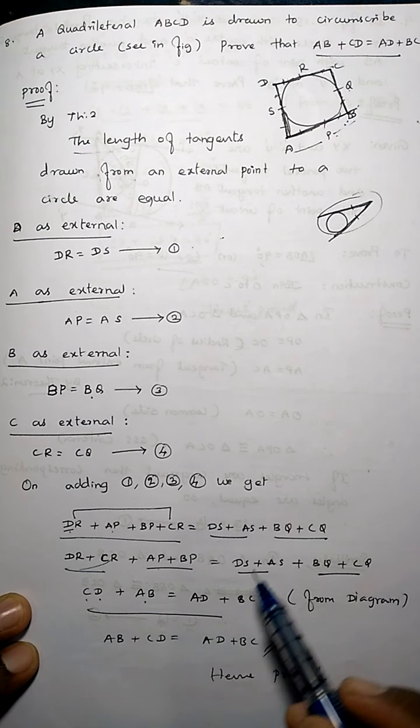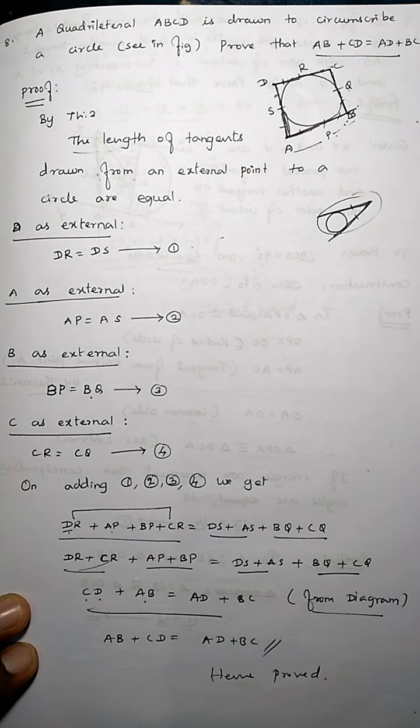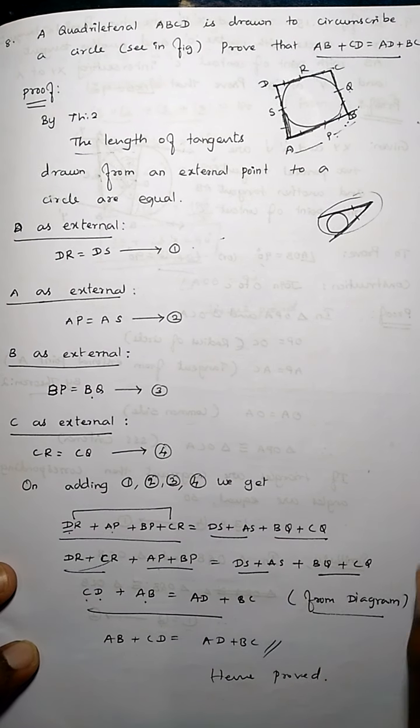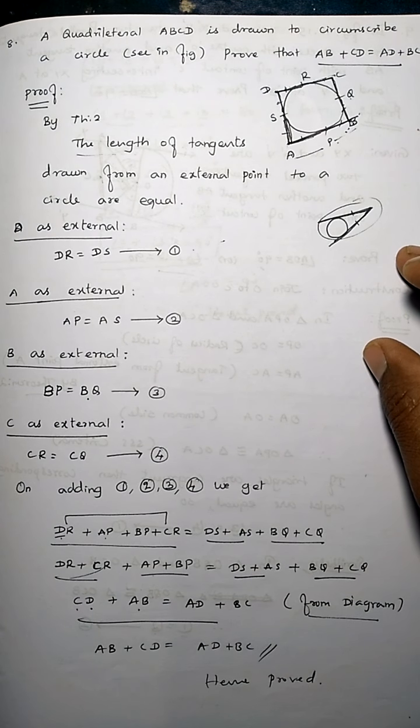So hence what we have to prove, that we have proved. This is from the diagram we are taking. So hence the proof is over. Hope that you understand this. This is a very important theorem. 2-3 times asked in the board exam.